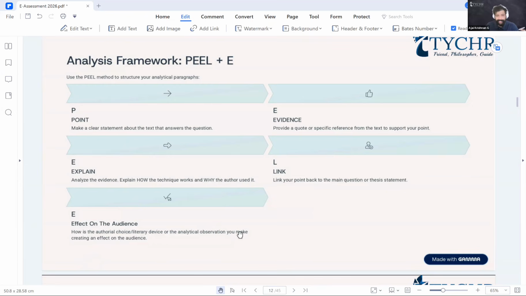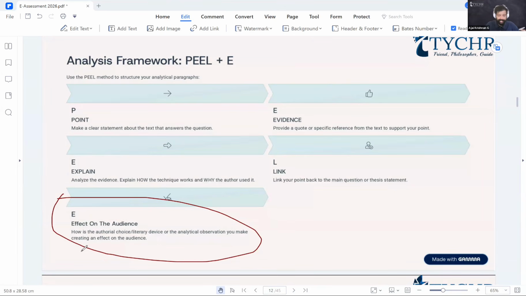And then at the end, we have an extra E called effect on the audience. Most people miss this E altogether, but please do bring it in. What is the effect that the chosen literary device or text has on the audience? So this is especially important for the body paragraphs. When you write a comparative paragraph or a contrasting paragraph, make sure that apart from the point, evidence and link, you also talk about the impact on the audience. Okay.